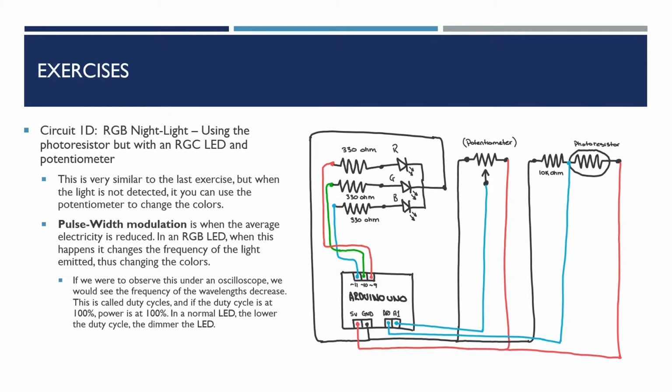Pulse width modulation is a concept where the average electricity is reduced. In the RGB LED, when this happens, it changes the frequency of the light. When you change the frequency to something lower, it'll be a lower color. When you change it to higher, it'll be a higher one.